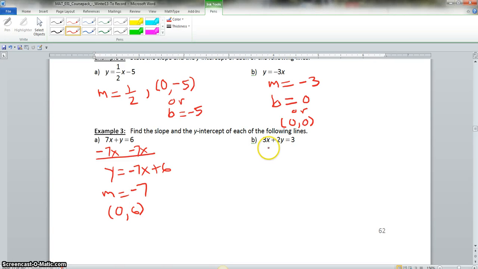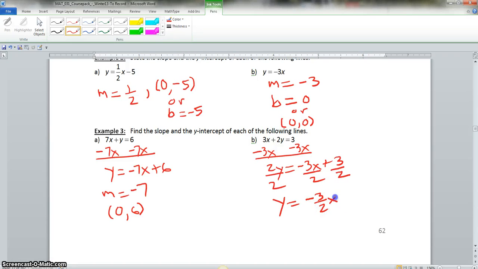Now we go here to b, the same thing. We need to get y by itself. So we will subtract 3x on both sides, and we will have 2y is equal to negative 3x plus 3. Now we need to get y by itself, so we need to get rid of this 2 here. So we would divide all of the terms by 2. So you will have y is equal to negative 3/2 x plus 3/2. So our slope is negative 3/2, and our y-intercept will be 0, 3/2.